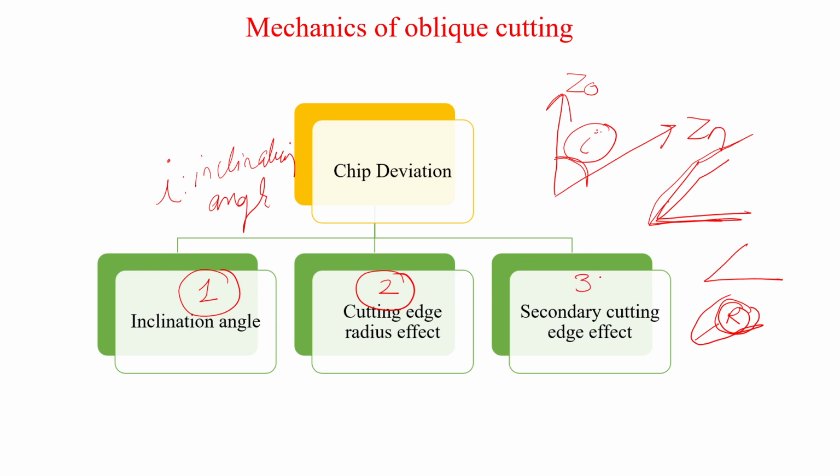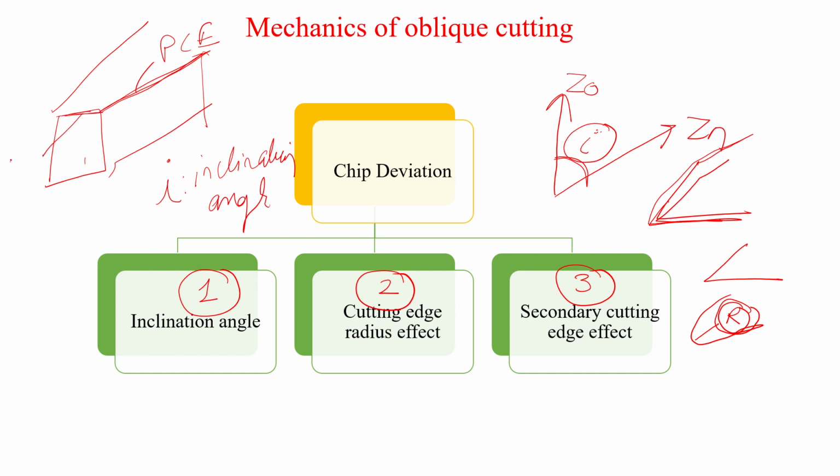Third is the secondary cutting edge effect. We have already discussed that for a tool there are two edges. This was the tool, right? So this was the primary cutting edge, PCE, and this was the secondary cutting edge, SCE. The major cutting was done using PCE, but we also had SCE, which also contributed in the cutting process.